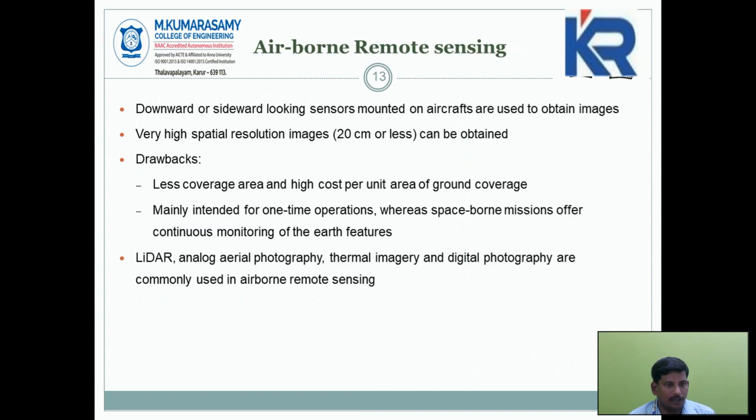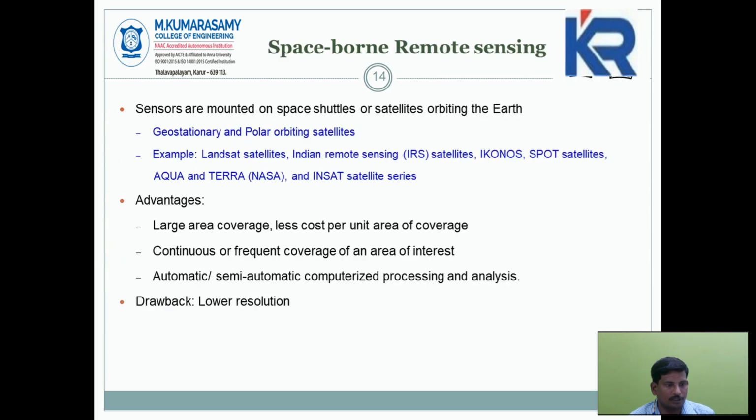In some airborne remote sensing, downward or sideward looking sensors mounted on an aircraft are used to obtain images with a spatial resolution of 20 centimeters or less. In general, LiDAR, along with aerial photography, thermal imagery and digital photography, are commonly used as airborne sensors.